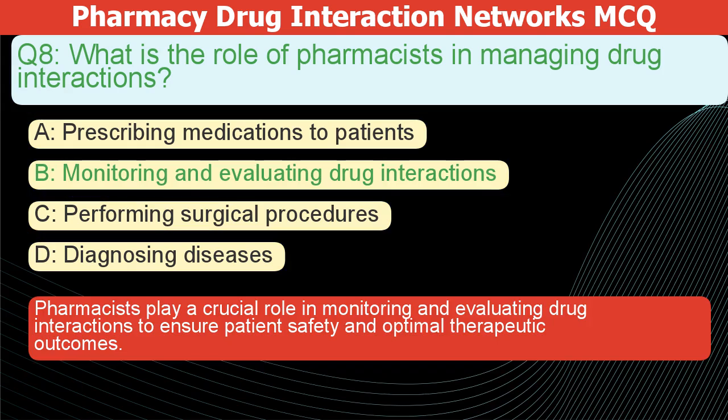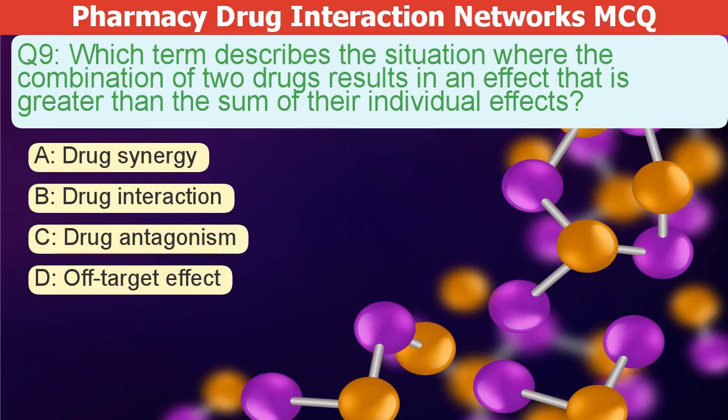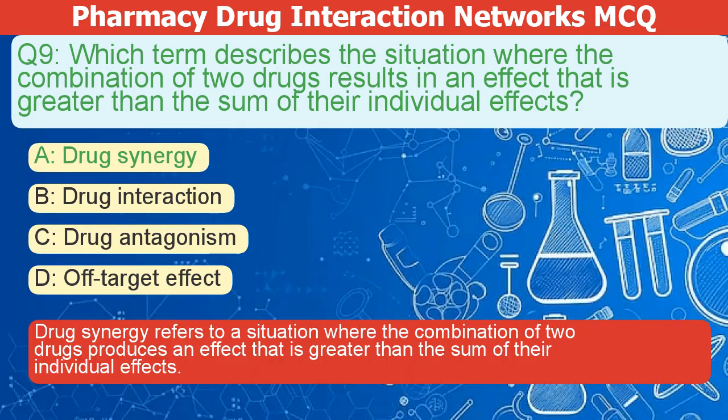Pharmacists play a crucial role in monitoring and evaluating drug interactions to ensure patient safety and optimal therapeutic outcomes. Which term describes the situation where combining two drugs creates an effect bigger than each drug's effect alone? A. Drug synergy. B. Drug interaction. C. Drug antagonism. D. Off-target effect. The correct answer is A.